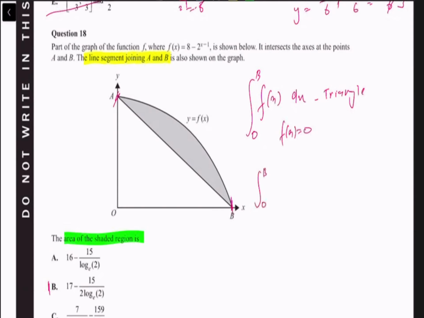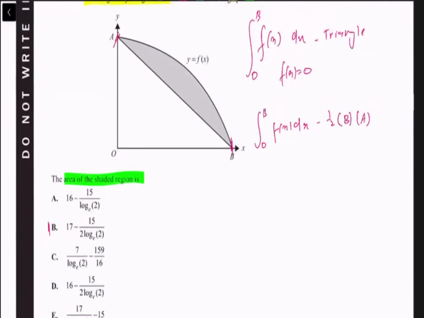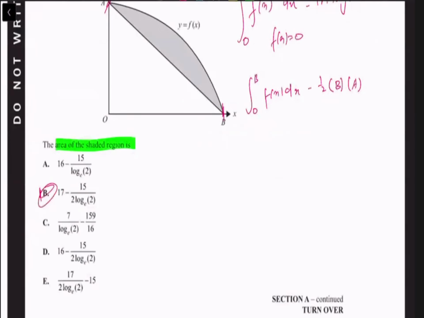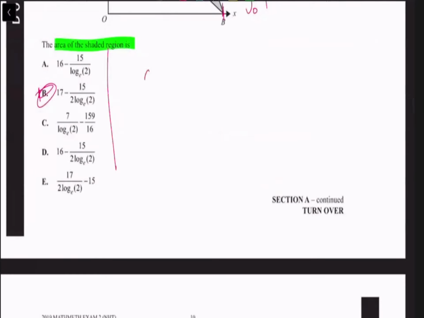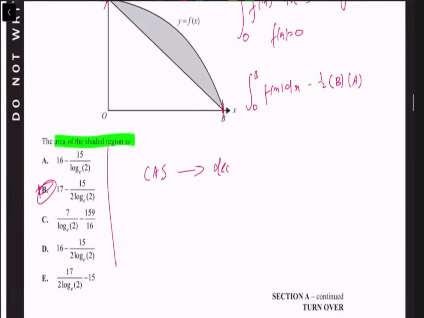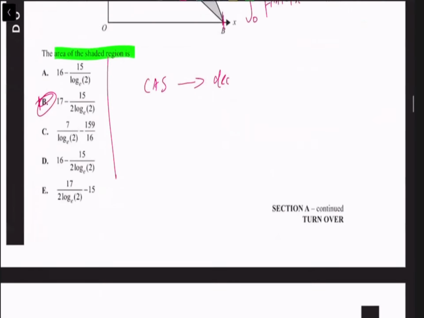And then you can do the integral from beta to 0 of f(x) dx minus half base times height. So b value times a value, and that's your answer, and you should get B. If you ever can't find it in the same form as these, just put your CAS to decimals and just test your answer with each of them. It's a bit slower, but if you don't think you can find it in the same form, it's like a guaranteed answer.